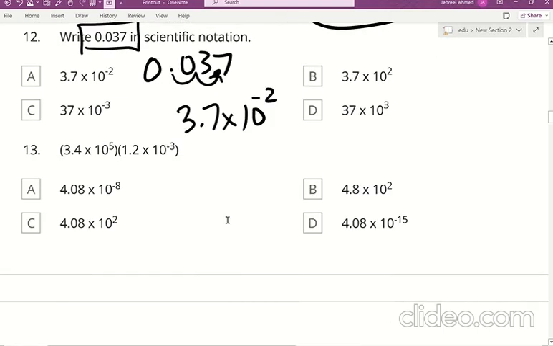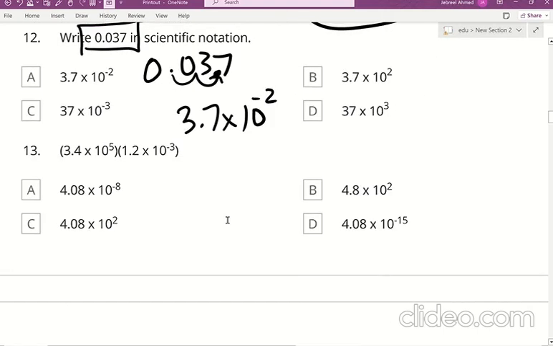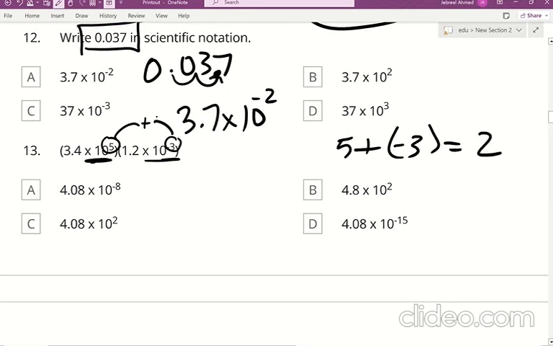So when I'm multiplying, remember what I said, I have times 10 to the 5th power times 10 to the negative 3rd power. I have to add these together. So 5 plus minus 3 is going to give me 2. So I know that's going to be times 10 to the 2nd power. And now I have 3.4 and 1.2. I have to multiply them together.